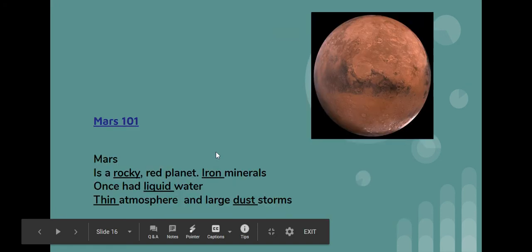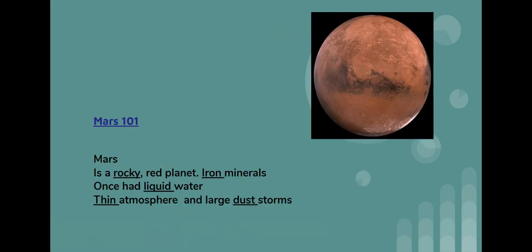Earth, thank goodness for water. Now, Mars. Mars is interesting. This is the one that we're going to really start to find out a lot about. Mars is a rocky red planet. Iron minerals give it its red hue. It once had liquid water, a thin atmosphere, and large dust storms.